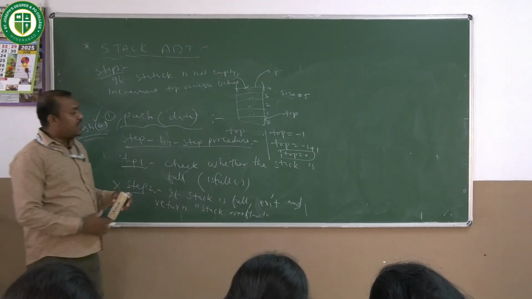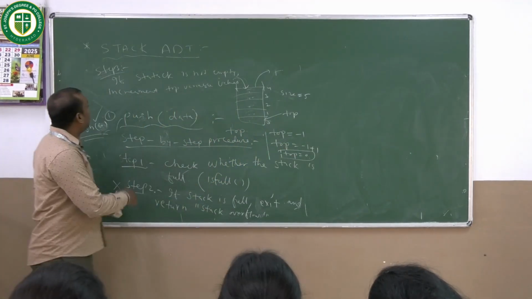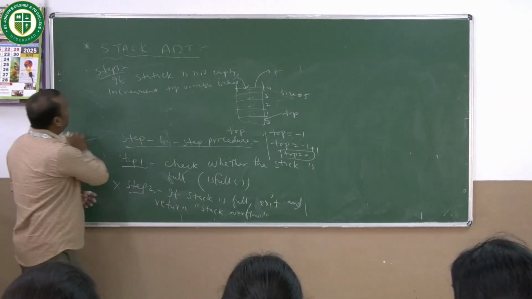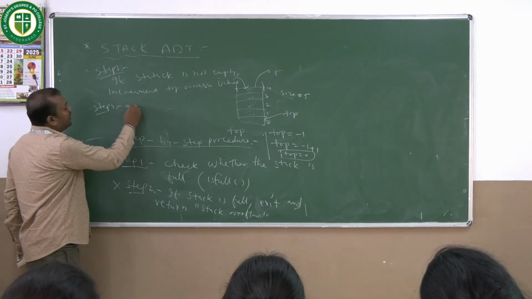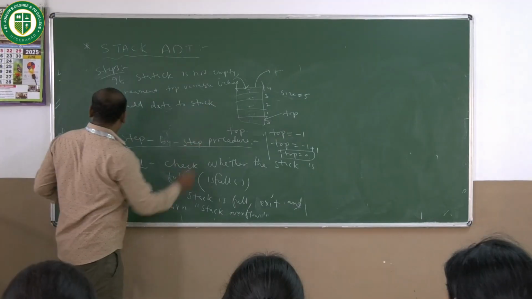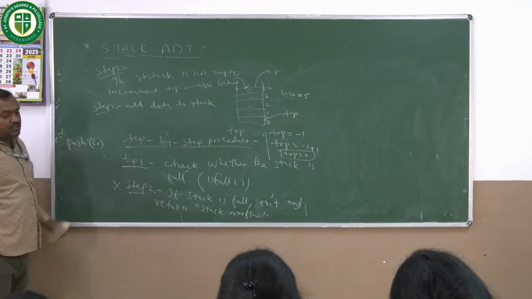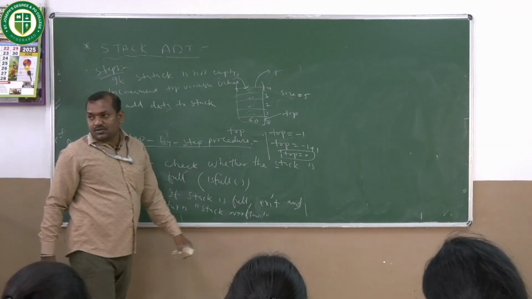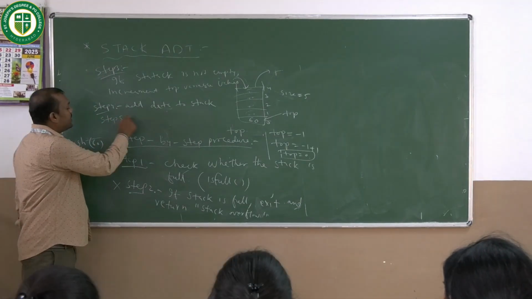If the stack is empty, top equals -1, which means it is not pointing to the stack. So we increment the top variable, then step 4: add data to the stack. Whatever data we are inserting, for example push 60, this 60 will be added to the stack at index 0. Next, step 5, return success.